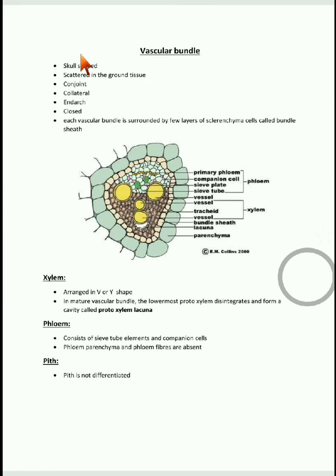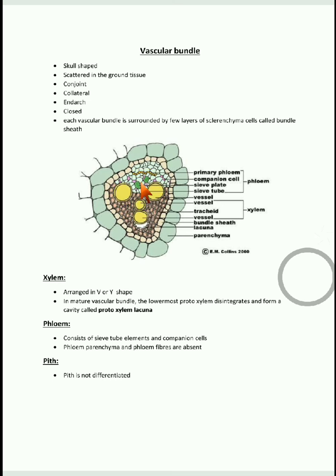So next we will see about the vascular bundle. The vascular bundle is skull shaped, so it resembles a skull. It is scattered in the ground tissues. Again, it is conjoint, as we have seen there, since xylem and phloem lie in the same radius.